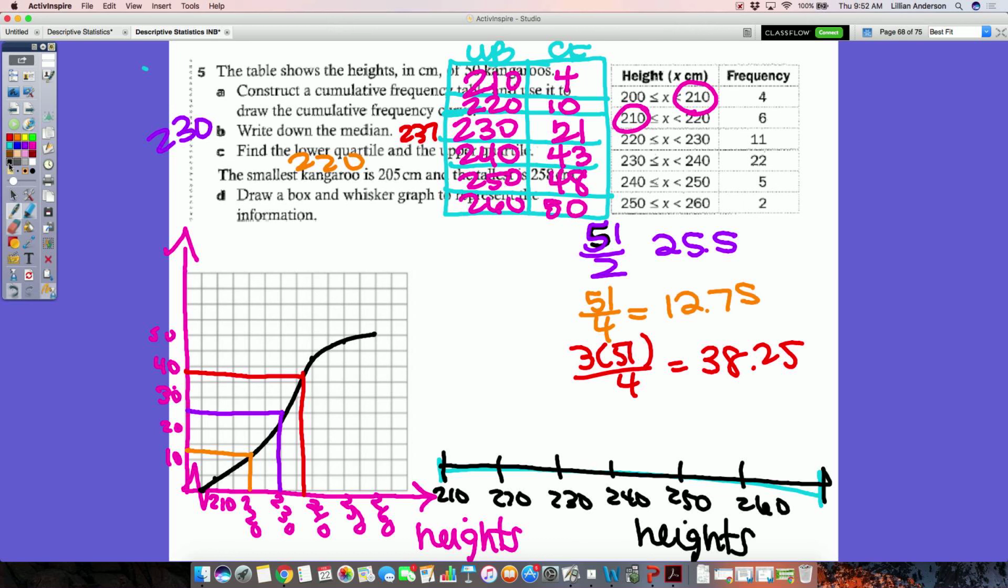The smallest kangaroo is 205. The tallest kangaroo is 258. So okay. 205, 258, 220, 230, 237.